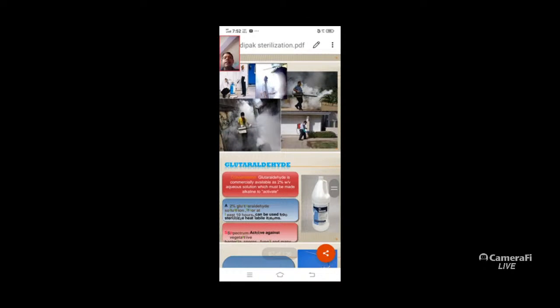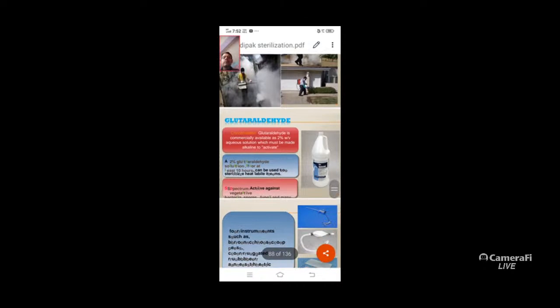Another is the glutaraldehyde, another aldehyde group which is very effective for the sterilization. Concentration is very important in this case of chemical compound. The glutaraldehyde is commonly available in the 2% W/V aqueous solution, which may be used with alkaline to activate. 2% glutaraldehyde solution is used for 10 hours to sterilize heat labile substances. That means heat labile substances can be sterilized by the 2% glutaraldehyde for 10 hours.